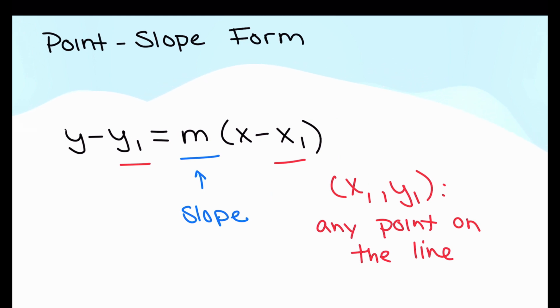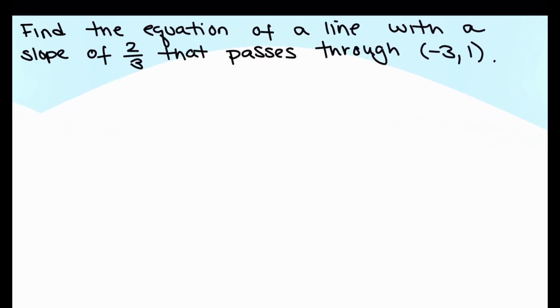Our point-slope formula says we can take y, which is our variable, minus a y value on the line, and that has to equal the slope times our x variable minus an x value on the line. So again, m is the slope. We'll plug that into the formula. And the x1, y1 can actually be any point on the line. The plain x, plain y, those are our variables. They'll stay x and y. So let's see how this works with a specific example.